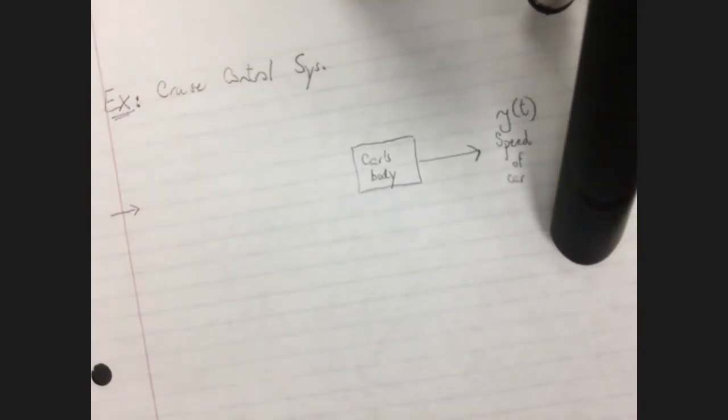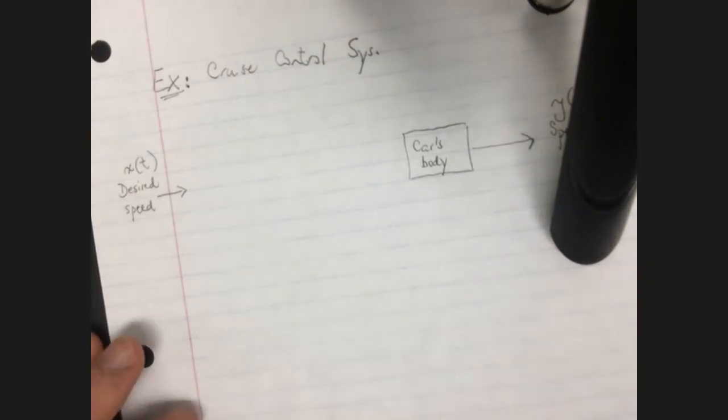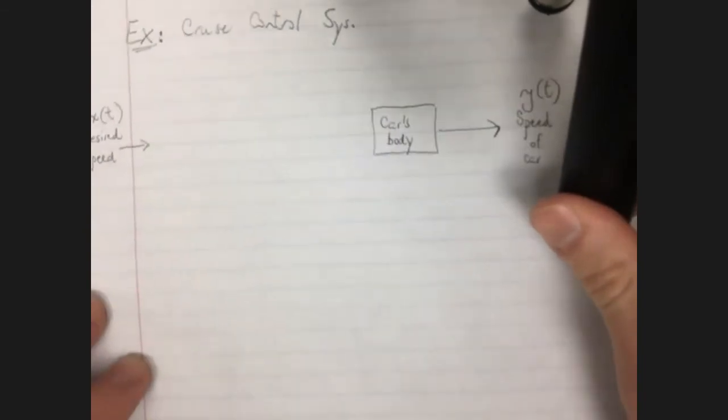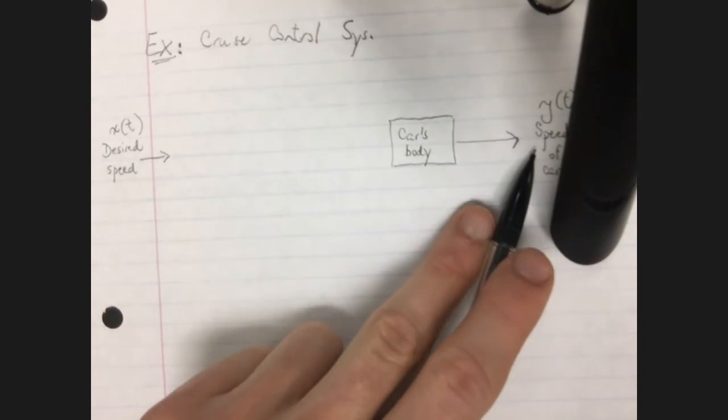Then over here on the far left of the page, I'm going to have the input of my cruise control system, which is the desired speed. Desired or reference speed. So I put desired speed right here. That's my x of t. So desired speed is my x of t. My actual speed, the speed of the car, is going to be my y.